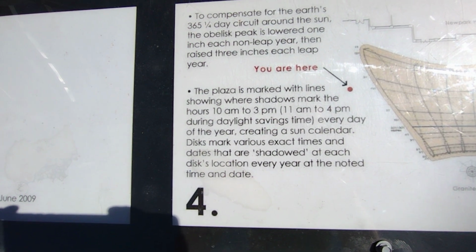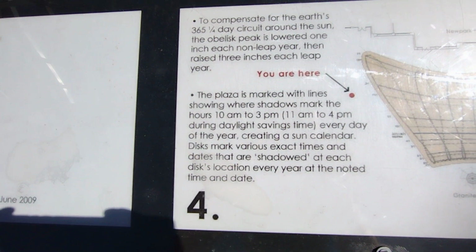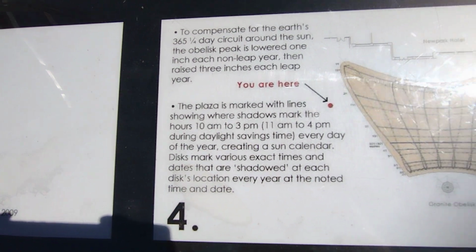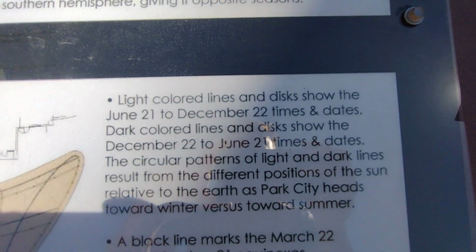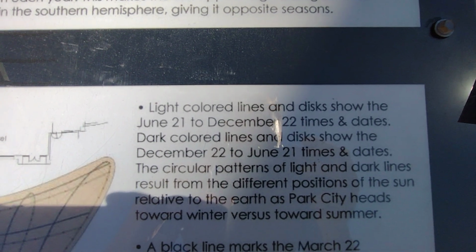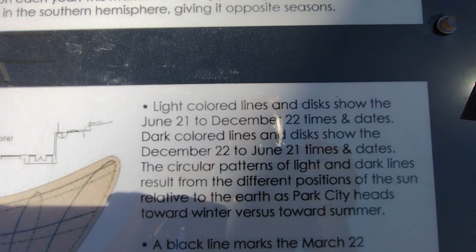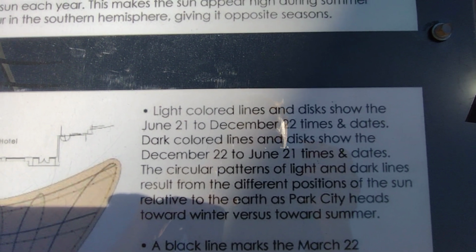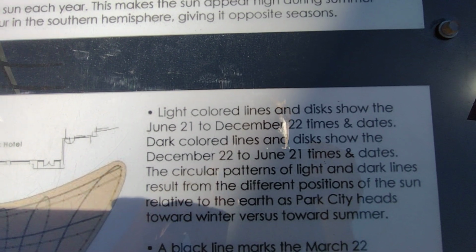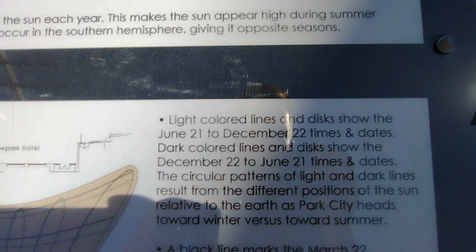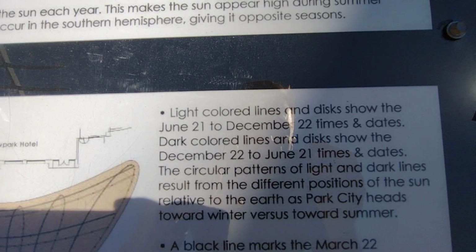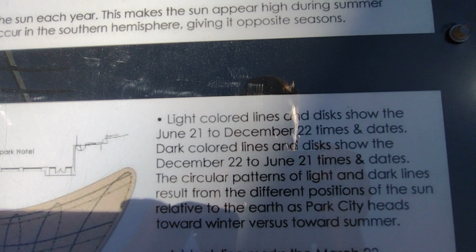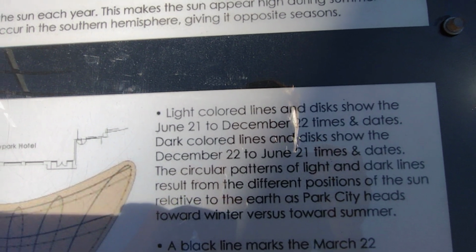Discs mark various exact times and dates that are shadowed at each disc's location every year at the noted time and date. Light-colored lines and discs show the June 21st to December 22nd times and dates. Dark-colored lines and discs show the December 22nd to June 21st times and dates. The circular patterns of light and dark lines result from the different positions of the sun relative to the Earth as Park City heads towards winter versus towards summer.